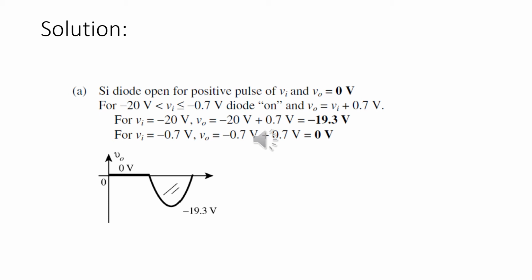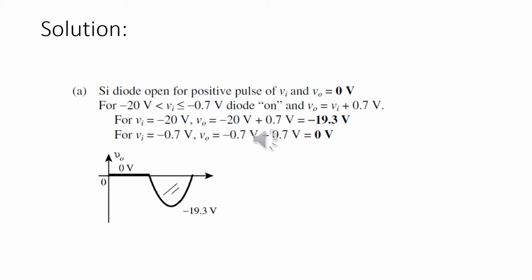During the negative cycle of the sine wave, the diode will be forward biased after 0.7. So for minus 20 less than Vi less than minus 0.7, the diode will be on. If we apply the voltage in the reverse polarity, when the voltage is beyond 0.7, the diode starts conducting. So you can see the waveform over here.